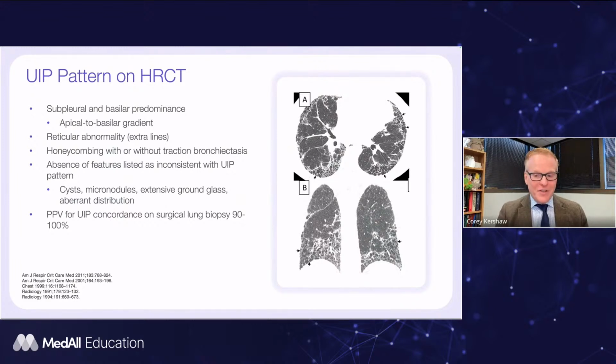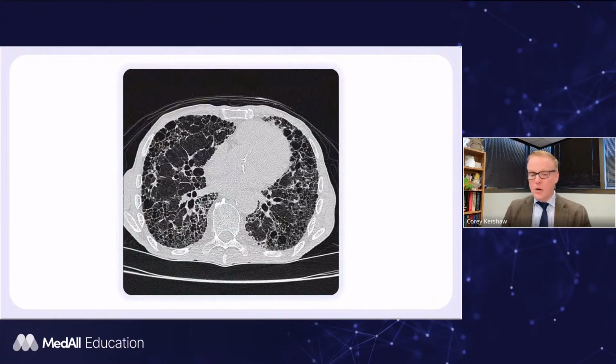If you have these features on HRCT, you should never do a lung biopsy because it's not going to add any data and you're merely putting the patient at increased risk of perioperative morbidity. So don't do it. If you have a UIP pattern on CT scan, do not do a biopsy. And this is a great example of that.